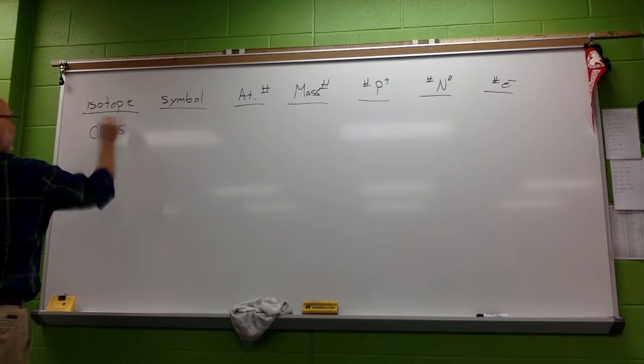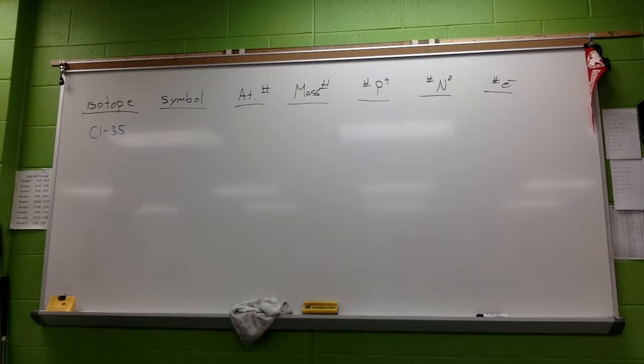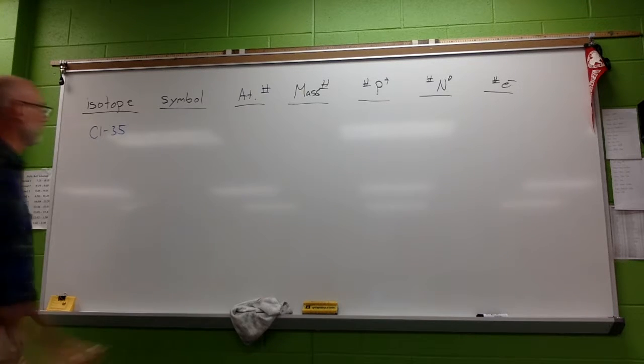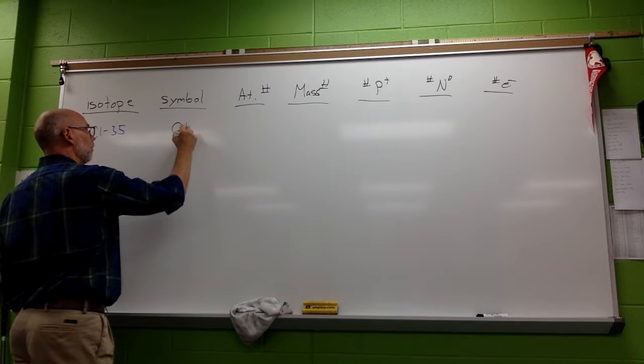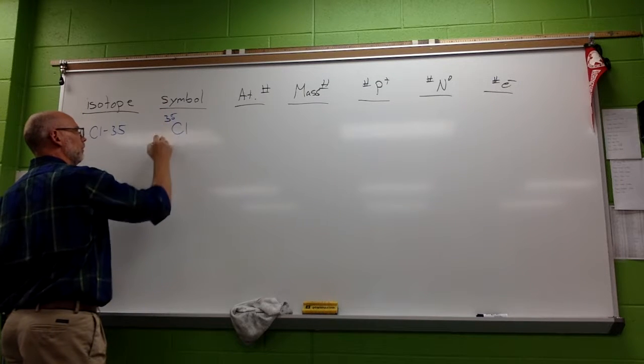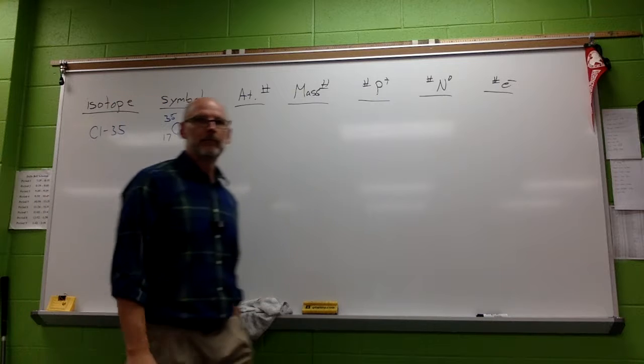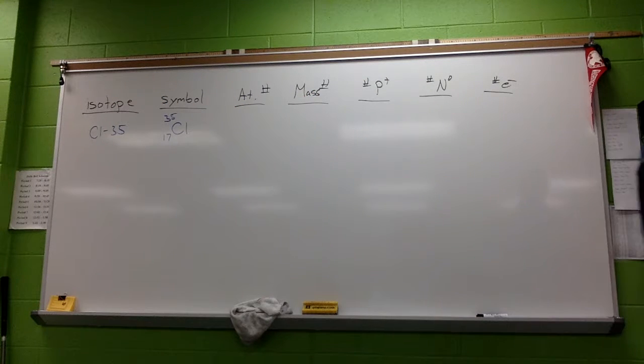Chlorine 35. Now, what is the nuclear symbol for chlorine 35? Well, if you recall, we put the symbol, the mass number, the atomic number. Remember I showed you this the other day? Now, I also said that I might be able to include the charge if it were an ion. Does anyone remember where the charge goes? Right, in the upper right corner.